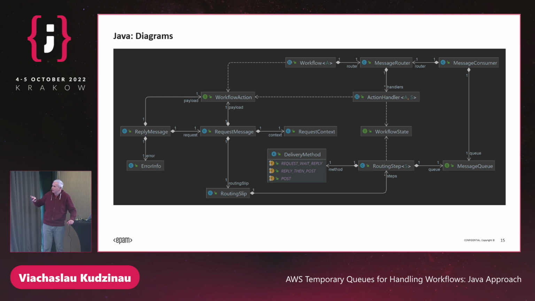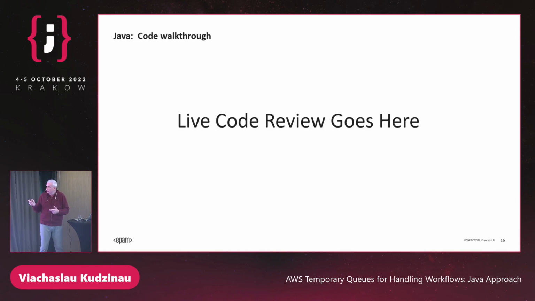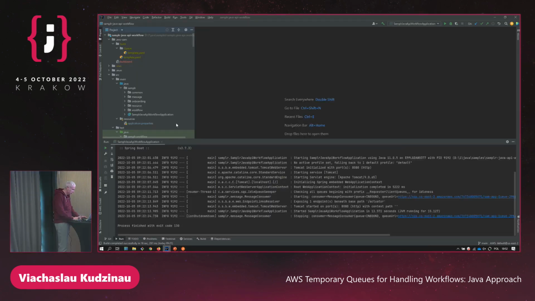We actually organized our classes and packages in interesting ways to separate the core from the implementation. Very simple thing. Router, of course, we need to know basically which message to push, which queue to push this message to, and from which queue to consume this message. And of course, we have a separate concept of workflow, which knows about workflow action, and which can trigger our processing and basically define the routing slip.